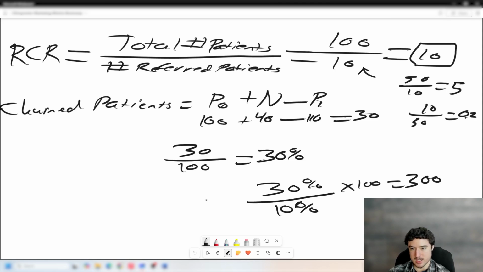If you're plugging this into a spreadsheet, I would do both these versions of it. And then this one we would use for our calculation for churn. And this one we would use to get a good idea of the number of patients that we need in order to get a new referral patient.